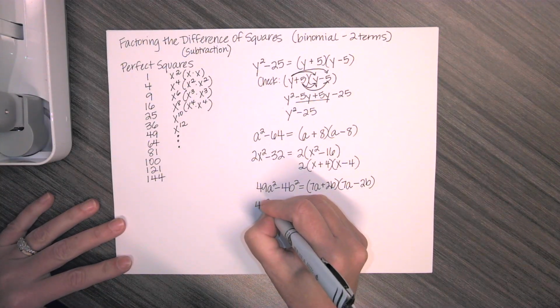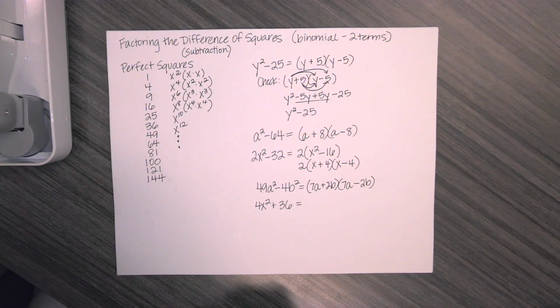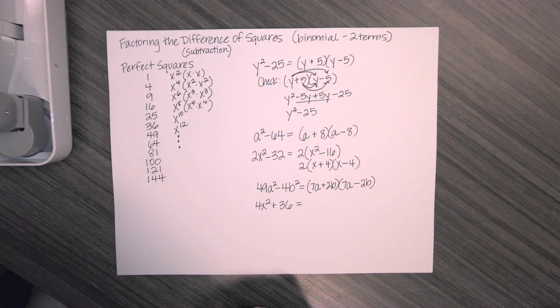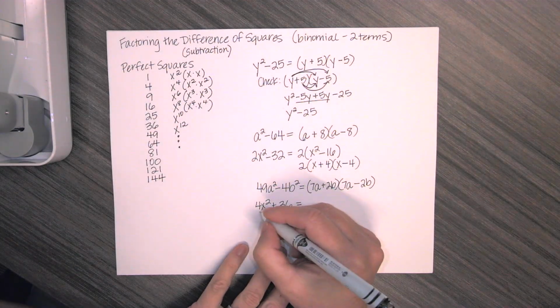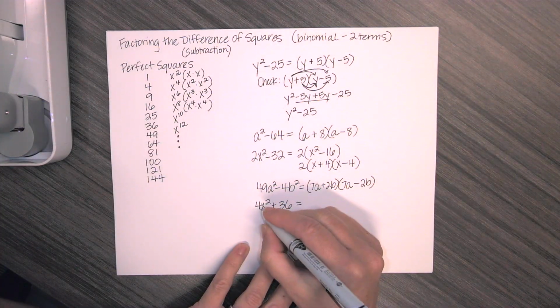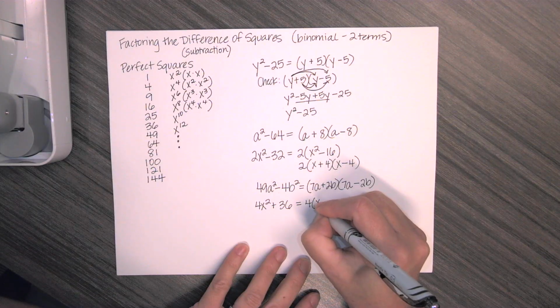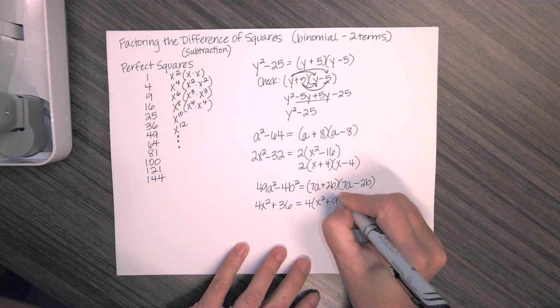Okay, let's take a look at this one. All right, again, we always look for a greatest common factor before we do anything else in a factoring problem. And so we do. We do have a greatest common factor here of 4. So I'm going to take out the 4.